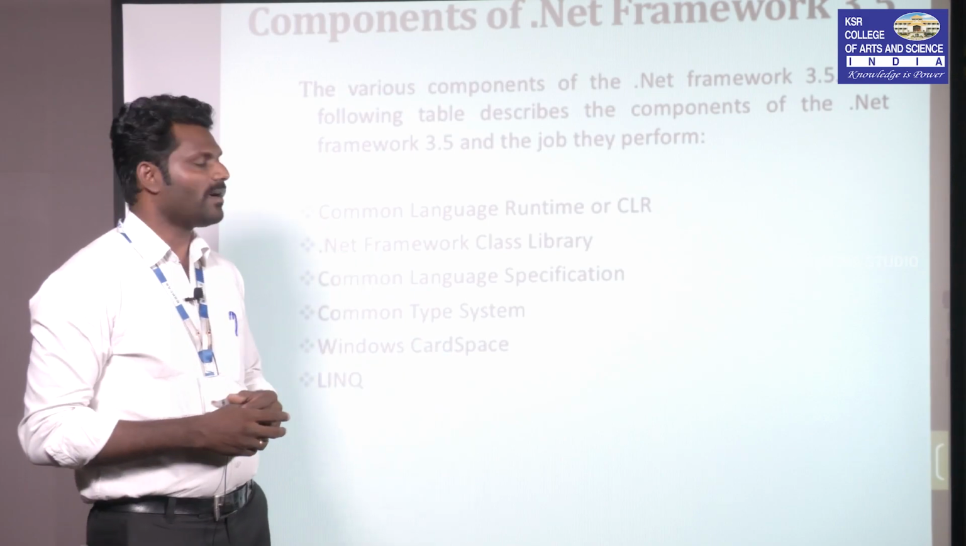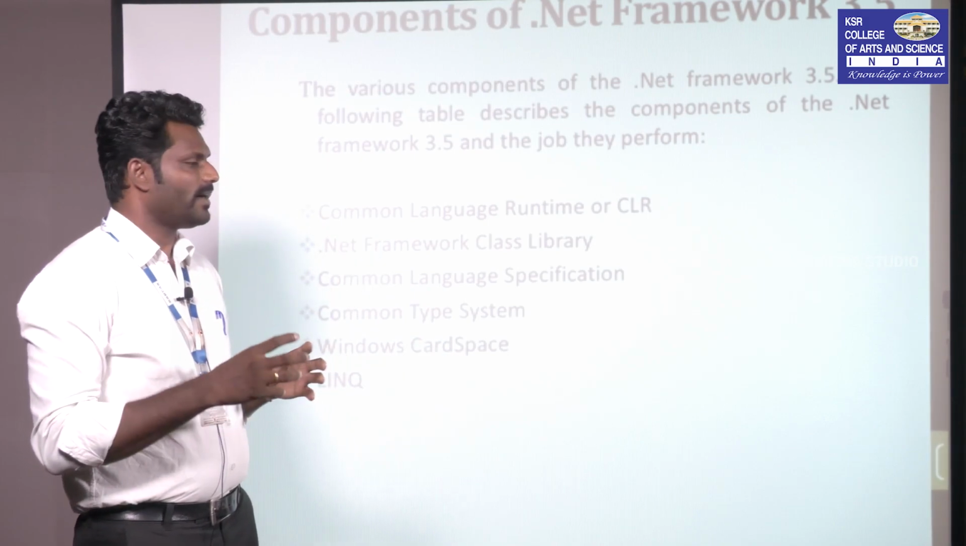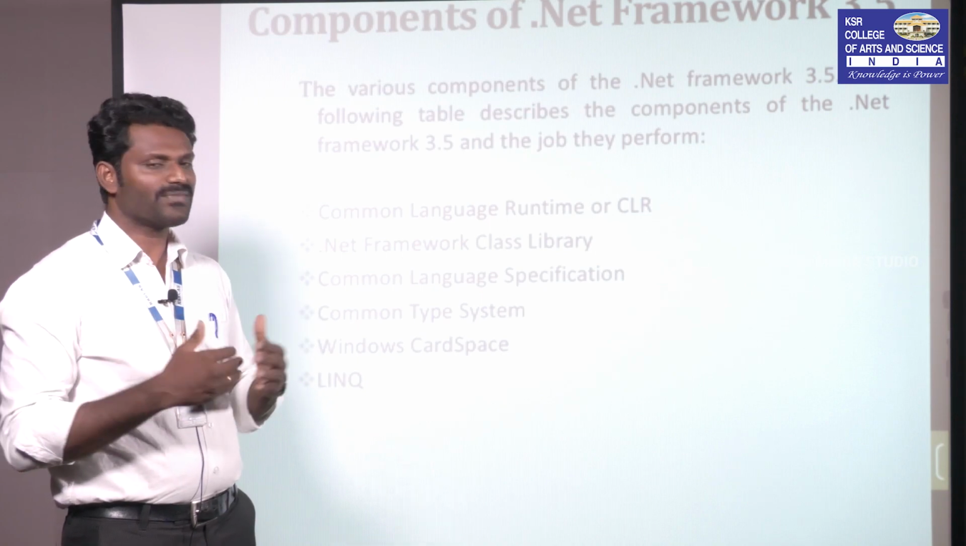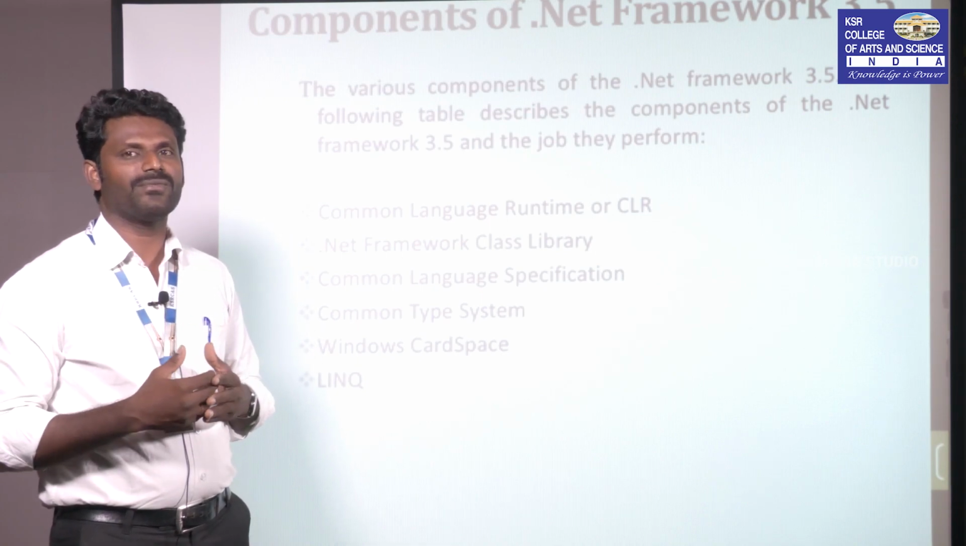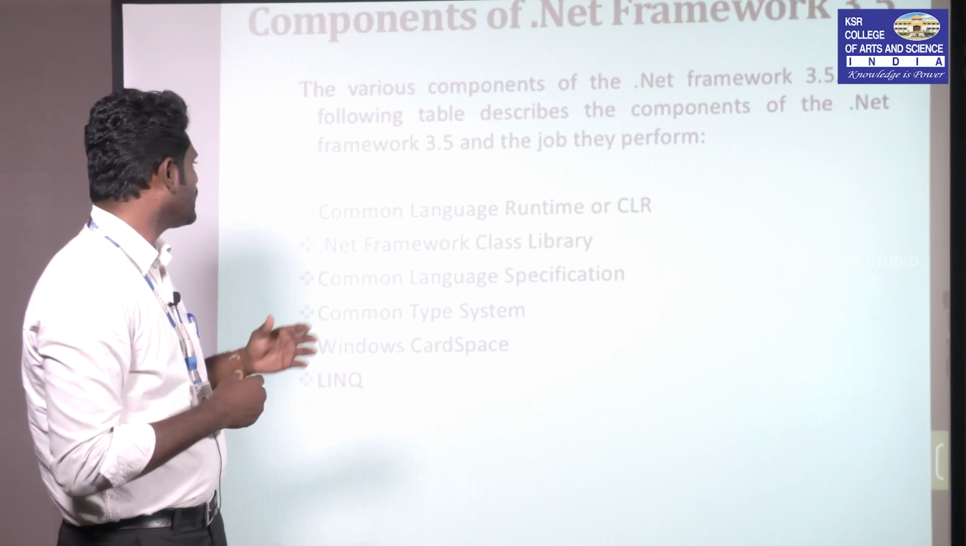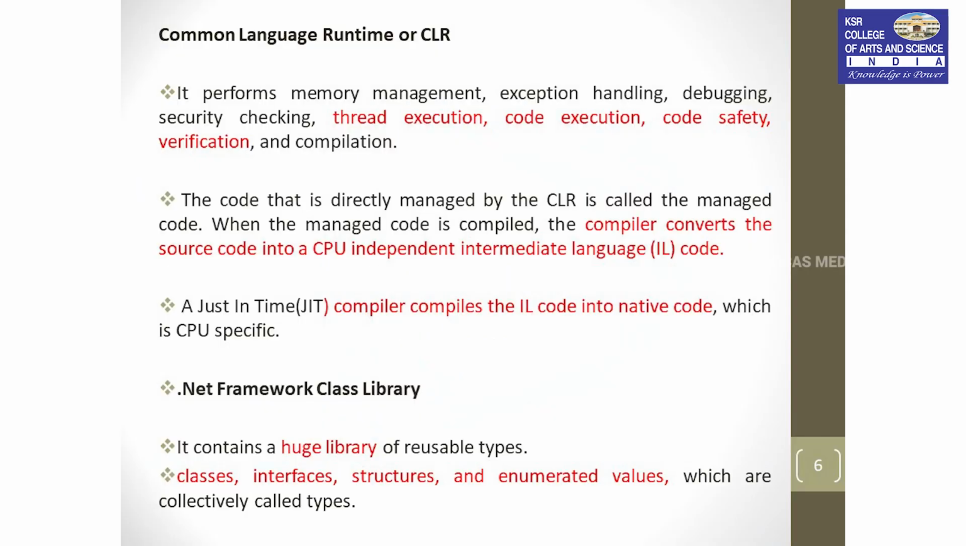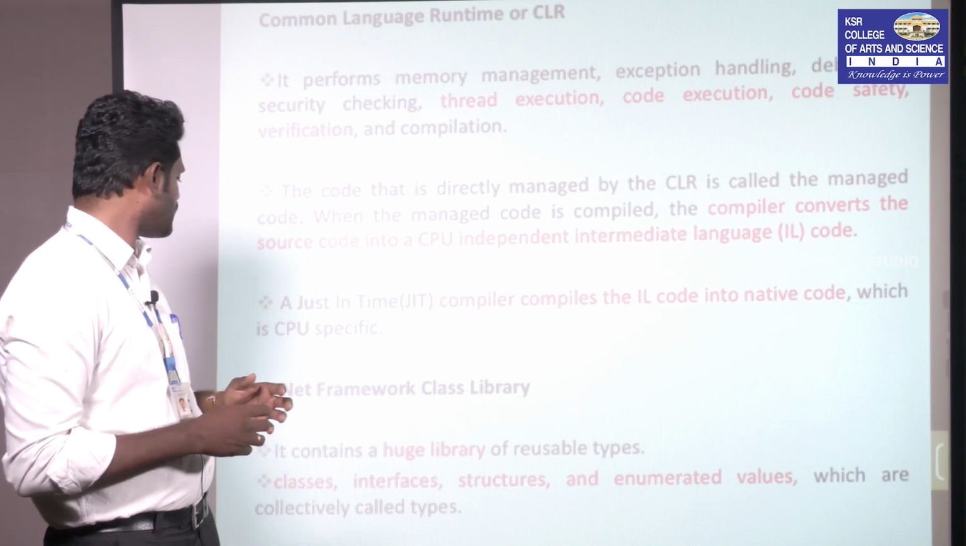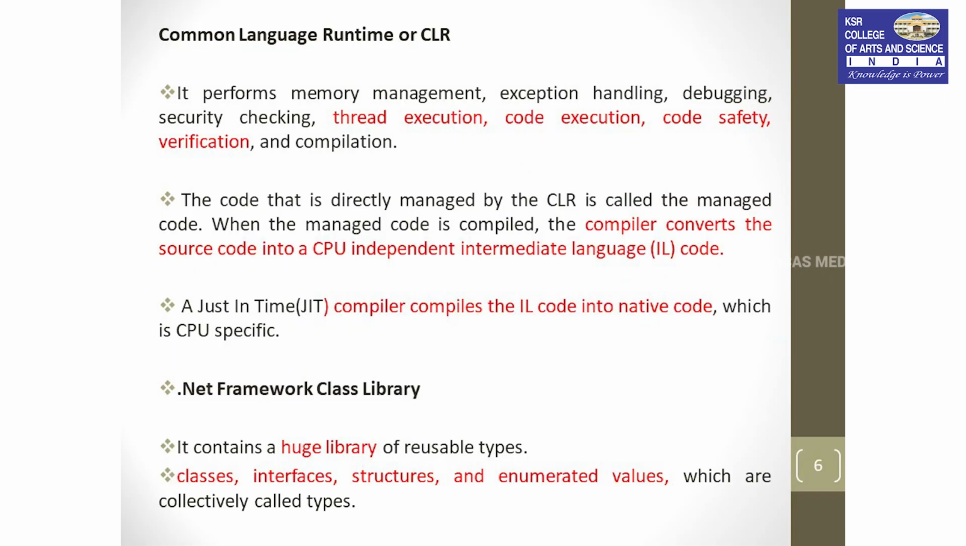Common Language Runtime, or CLR. CLR is a cross-platform independent language runtime. It is supported for more than 48 languages. And the class library system means the .NET class library. The class library is for reusable types, for example, classes, interfaces, structures, and enumerated values, which are collectively called types. It means many classes are supported in the class library.